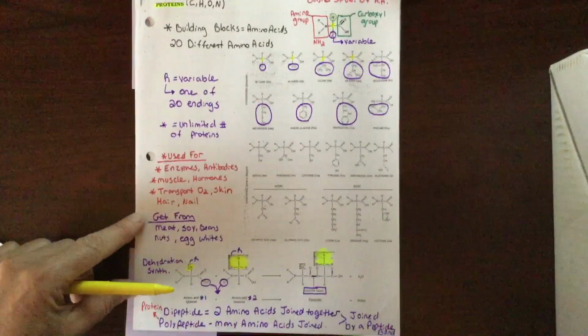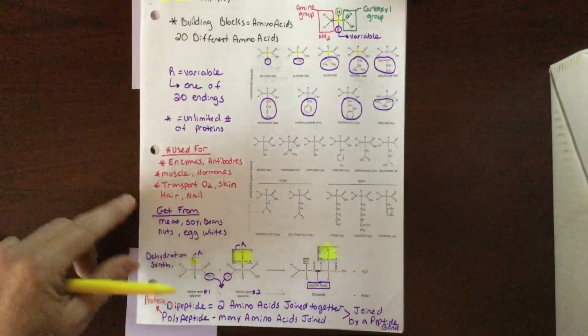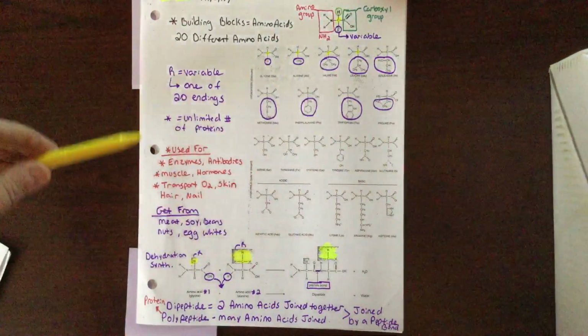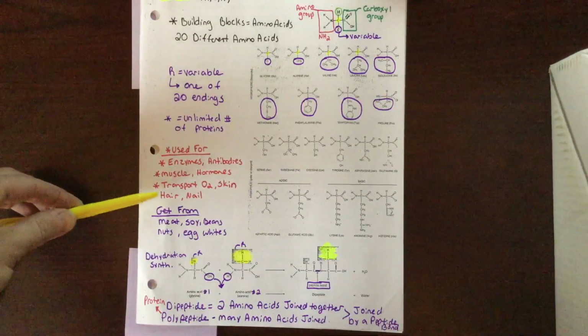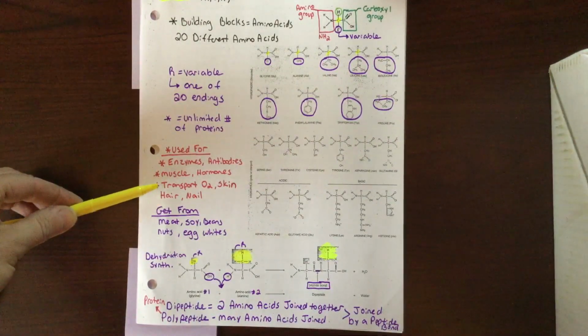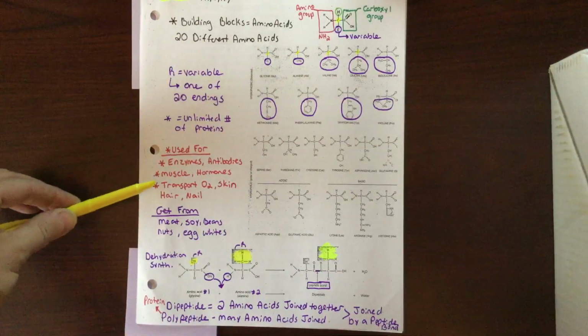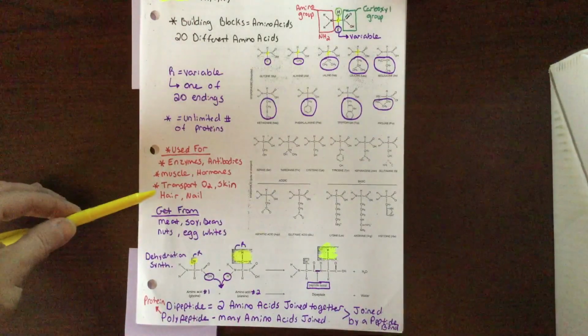We talked about their uses. So we said that they can be used for enzymes. We did a lab on it. Antibodies to keep us healthy. They help build muscles. They make your hormones. They transport oxygen throughout your blood. It's your hemoglobin. They help with the collagen within your skin. They grow your hair. They grow your nails.